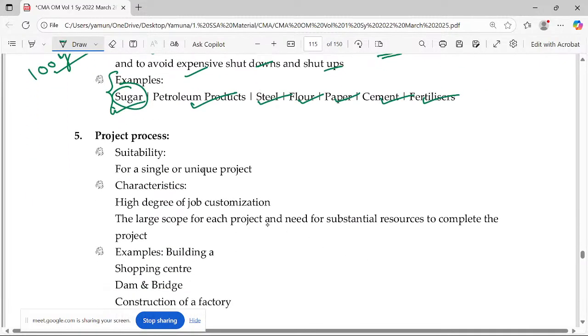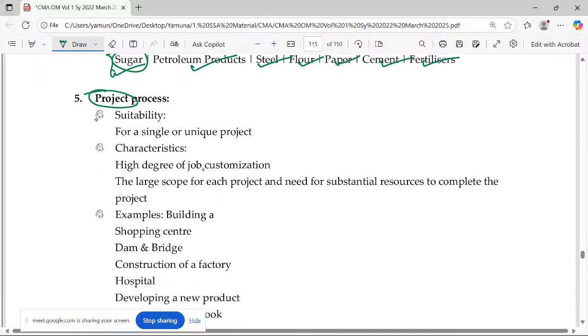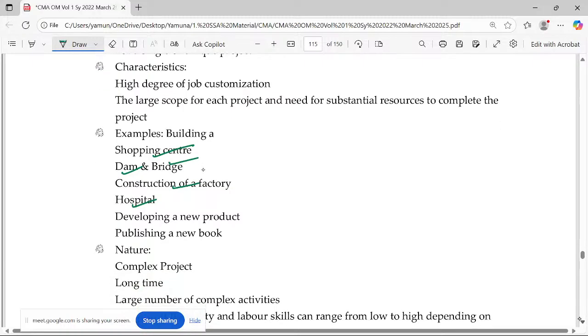Okay. Next, project process. So far we discussed where it's happening inside the factory, but what happens here is, for a particular shopping center, we have to go to that workplace and build the shopping center, right? For dams and bridges, for construction of a factory, for a hospital, we have to go to that place and build it. I may have expertise in constructing hospitals, but each and every hospital is a different project. I may be planning to construct an AIIMS hospital in 10 cities. But even though I'm constructing in 10 cities with the same model, the same specification, it's 10 different projects for me. Each and everything is a new one.